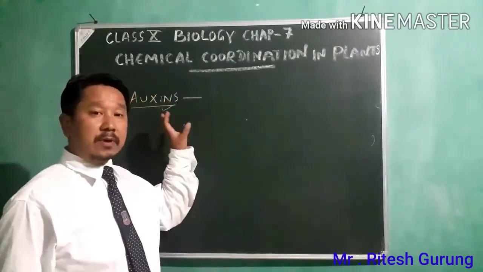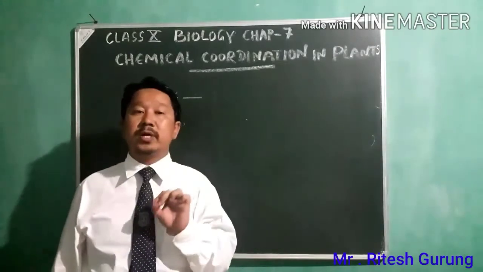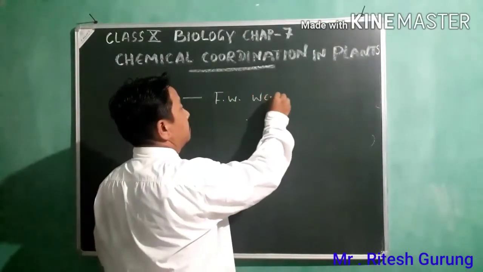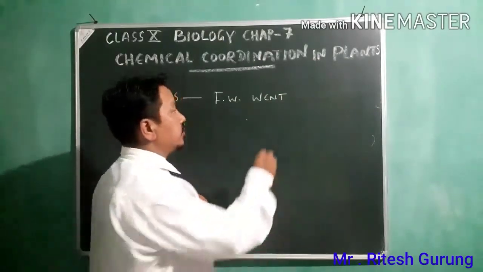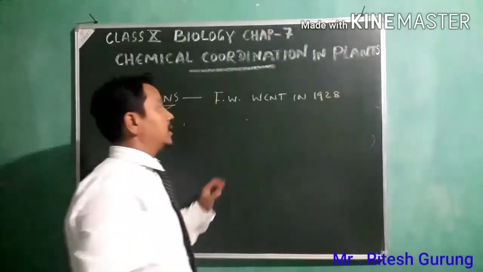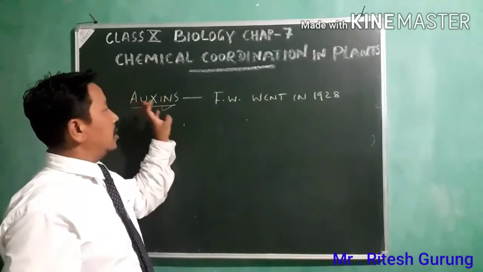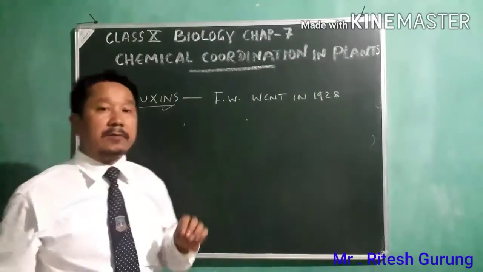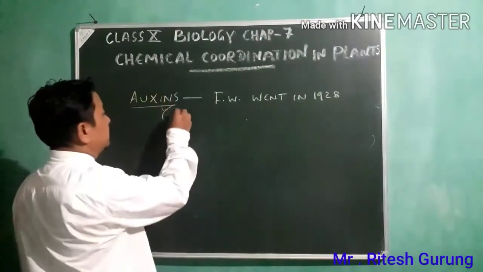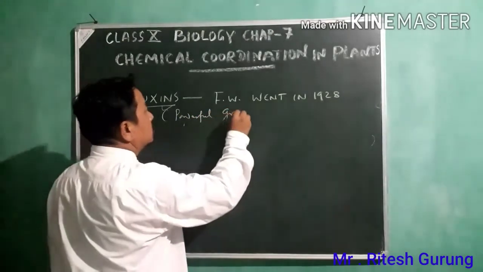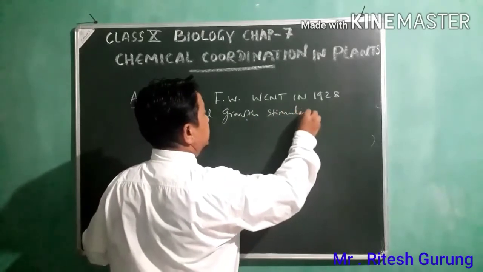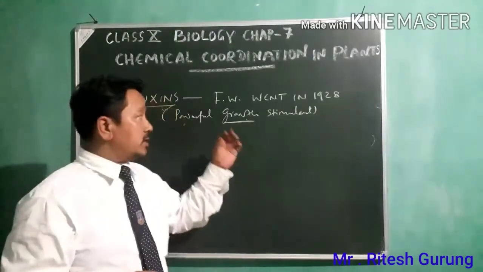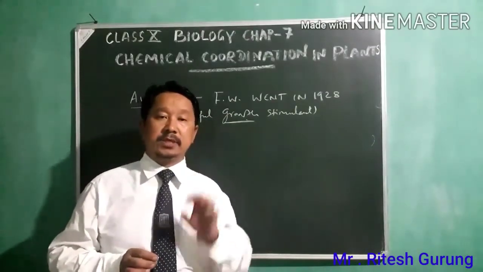The term auxins was first coined by the scientist F. W. Went in 1928. F. W. Went was the first person to coin the term auxin in the year 1928. Let me tell you in the beginning itself, auxin is a very powerful growth stimulant, because it stimulates the growth in plants.